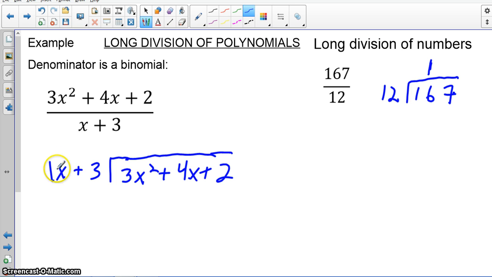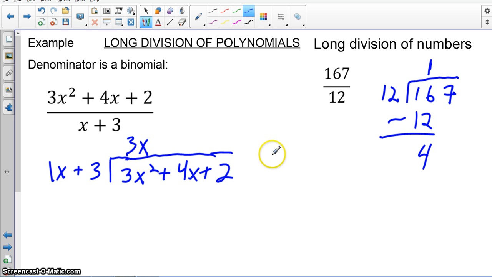Well, this is 1x. So 1 times 3 gives us the 3. We put it directly above. And then x times x gives us x squared, so it's a 3x. In class, when we have a little more time, I might show you how to show your work here, if you have trouble figuring that out. But right now I'll just give that to you. 1x times 3x equals 3x squared. Then let's go back over here. 1 times 12 gives us 12, and we subtract.